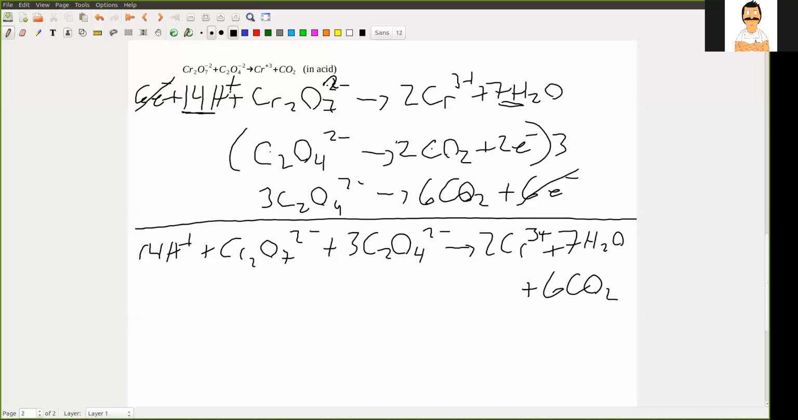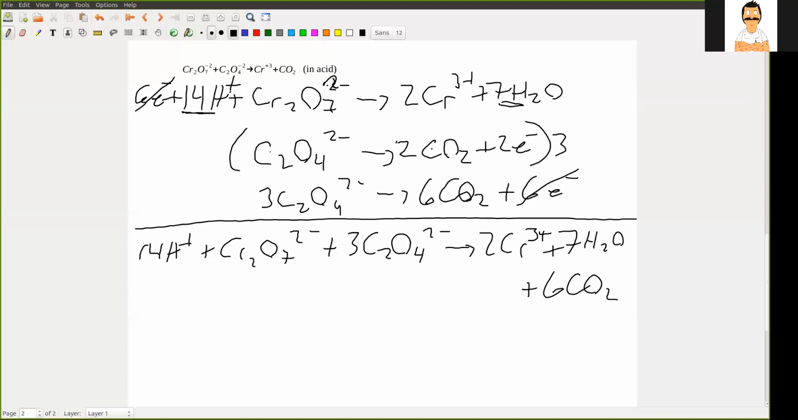And then you simply do a charge balance by counting up the charge on the left-hand side, counting up the charge on the right-hand side, and whichever one has the higher charge, you figure out what the difference between the charges is, and you add that many electrons to the side that has the more positive charge. You do that for both reactions, and then you simply add them together and cancel out whatever species exist on both sides. And that's in acid.